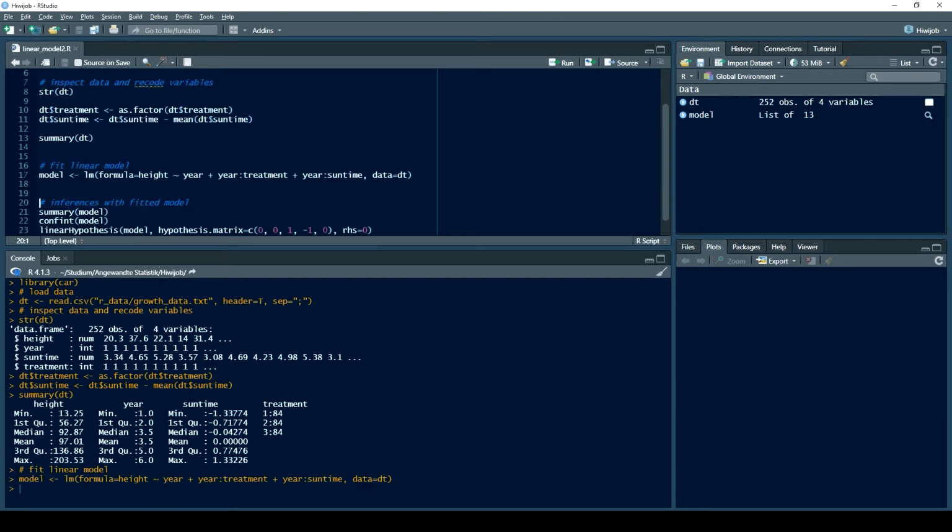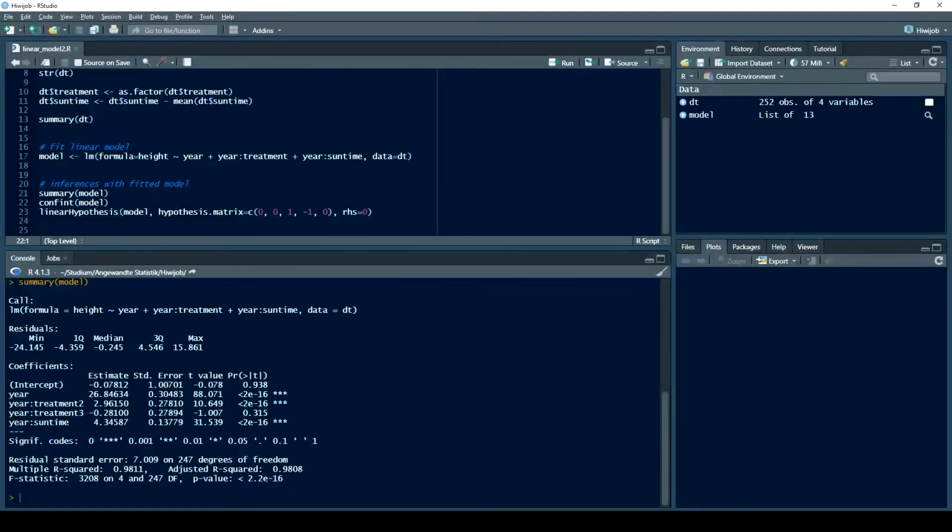After we fit the model, we can use the same commands as in the last video to make inferences about the model parameters. We can see that trees from treatment 1, which received an average amount of suntime per day, are estimated to grow roughly 27 centimeters per year. Trees in treatment 2 are estimated to grow roughly 3 centimeters faster per year than trees from treatment 1. On the other hand, there doesn't seem to be any notable difference between the growth rate in treatment 1 and treatment 3, as indicated by the relatively high p-value.